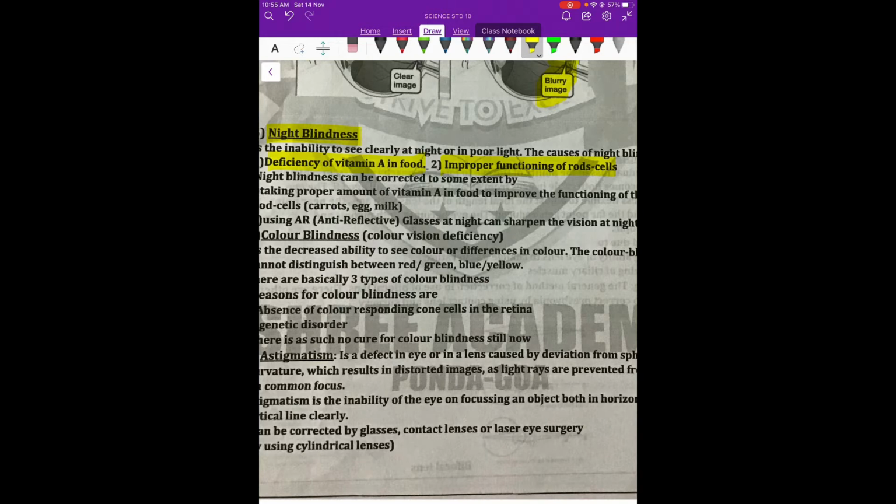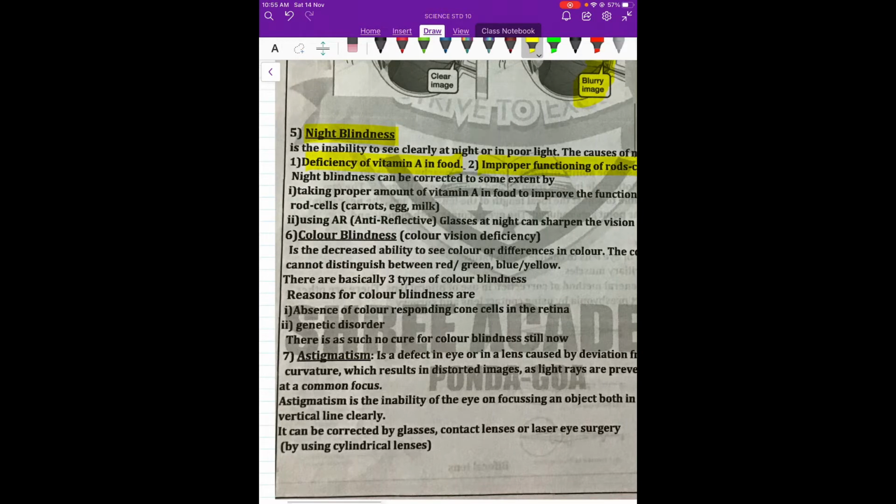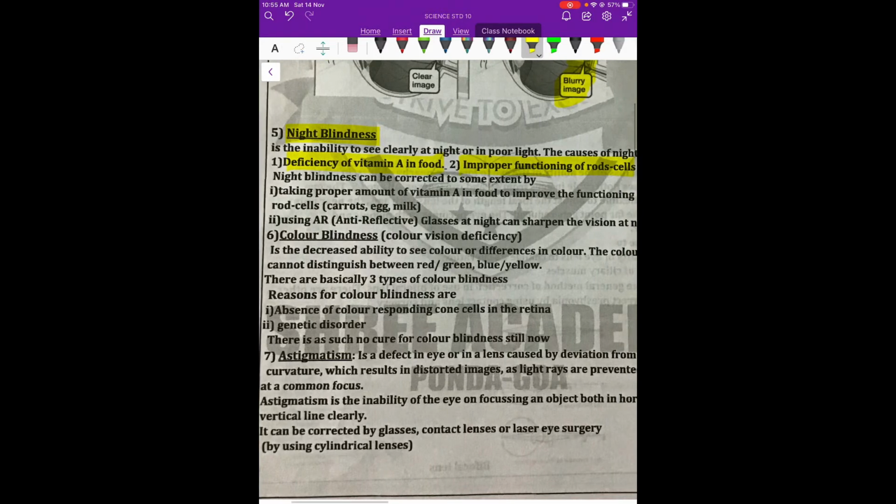If the number of 120 million rods that should be there is deficient, we will find that the person has some difficulty seeing things. Now, what can be done? To some extent it can be corrected by taking proper vitamin A: carrots, egg, milk. It can slowly improve up to a certain extent.